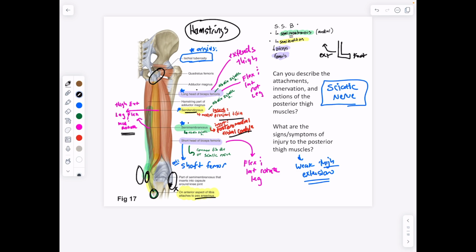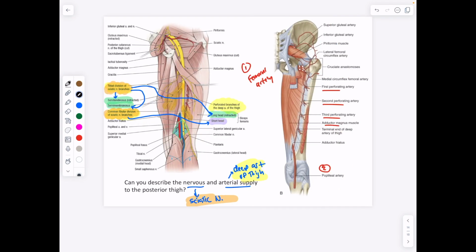All right. In terms of innervation, we said posterior thigh sciatic nerve, and so for all of these, it's the tibial division of the sciatic nerve, but the short head is the common fibular division of the sciatic nerve. All right, we're going to quickly pause right there. It's an arterial supply of the posterior thigh. Again, this is sciatic nerve, so there's not much to say here, but tibial division for everything, fibular division for the short head of the biceps femoris.